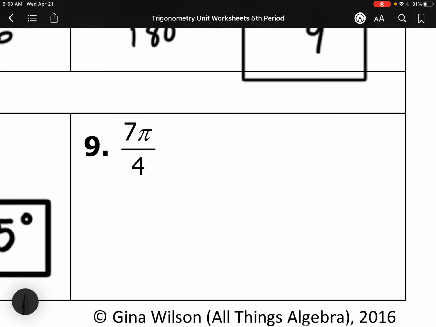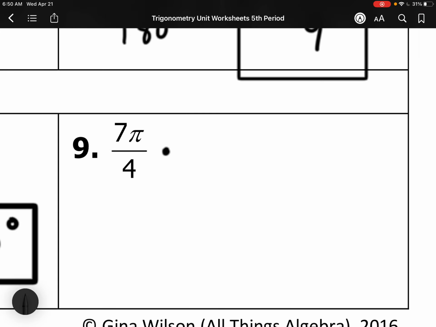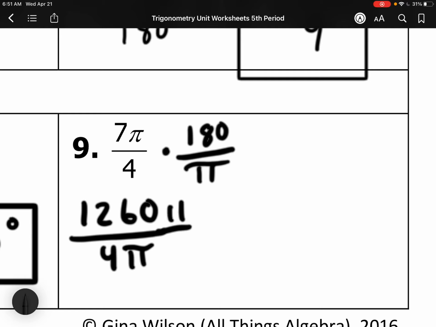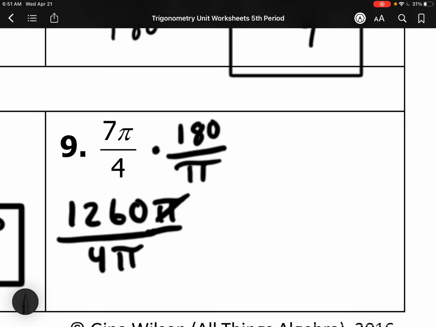All right, and then number 7, so we're going to again multiply by 180 over pi. So 7 times 180 gives us 1,260 pi over 4 pi, right? The pi's cancel each other out, and then we're left with 1,260 divided by 4, which is 315 degrees.